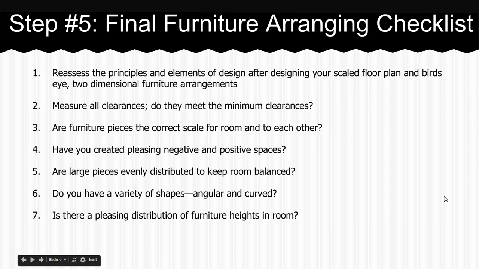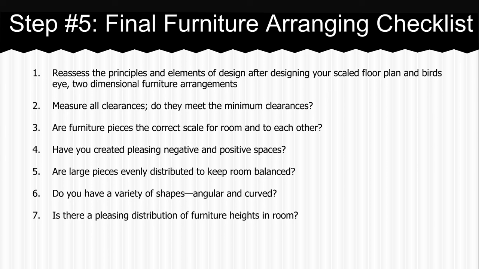Okay. Step 5 in your furniture arrangement process is the final checklist. So you're just going to go through, once you've placed all your pieces of furniture, reassess the principles and elements of design, just to make sure, look at it from your bird's eye view, which is just the overhead looking if you took off the roof, and then just make sure that there's good flow, etc. Make sure there's clearance between all furniture to make sure that people can move around.